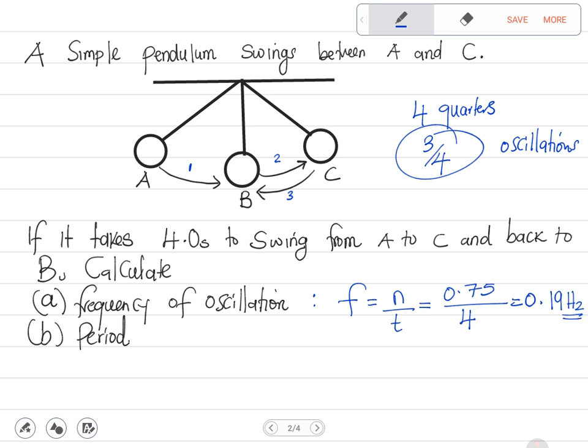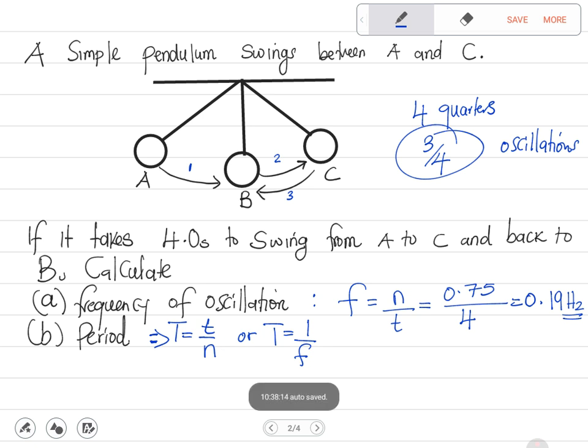That's all. And if I want to find the period, I know that period is given by time taken over number of complete oscillations. Or I can just say period is equal to 1 over frequency. Whichever formula you use, you are fine to go.